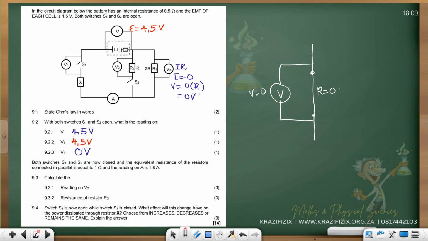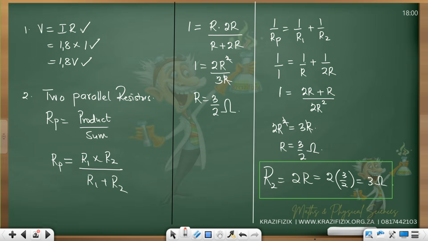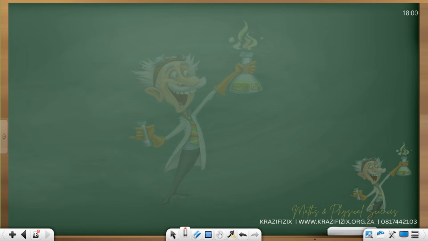Okay, so please just quickly take note. No resistance on the switch. This would measure EMF. If I close it, it becomes what? 0. So please let's just quickly learn that so that we're not confused.